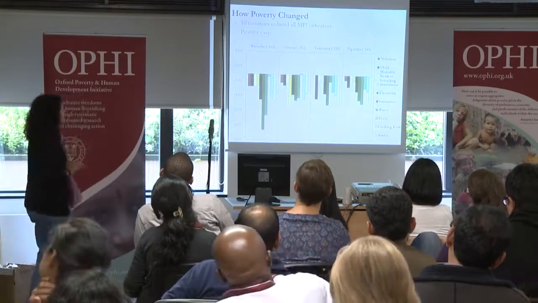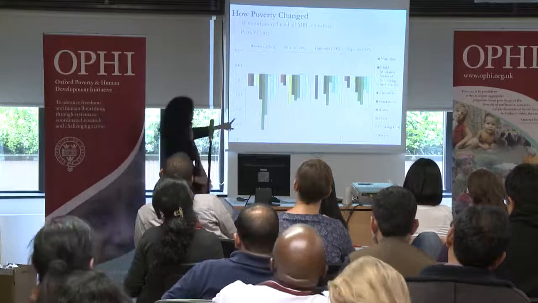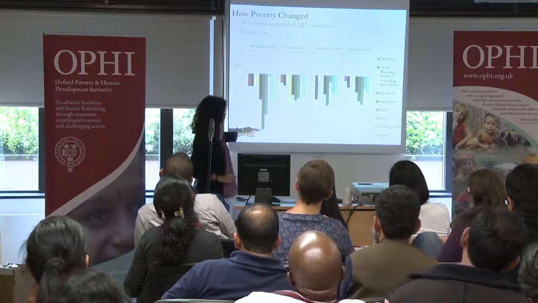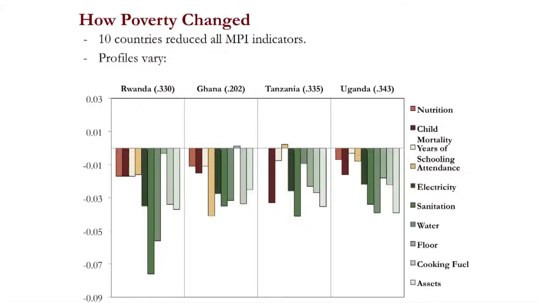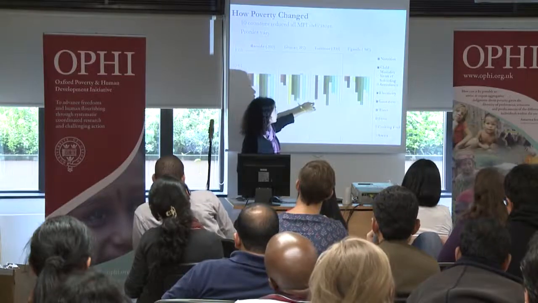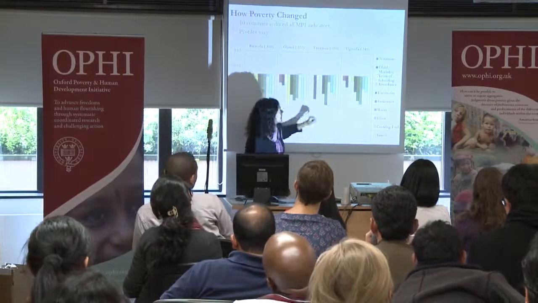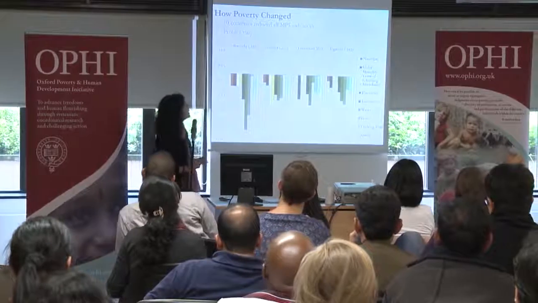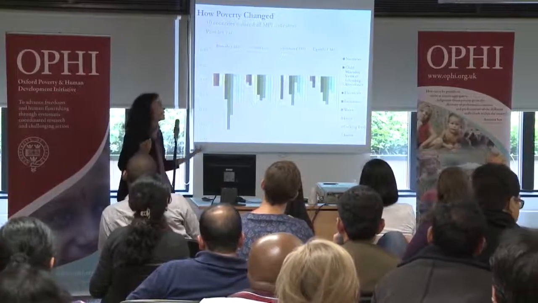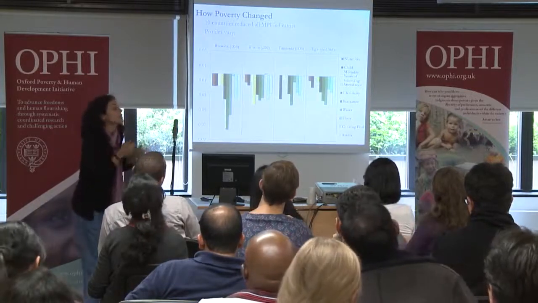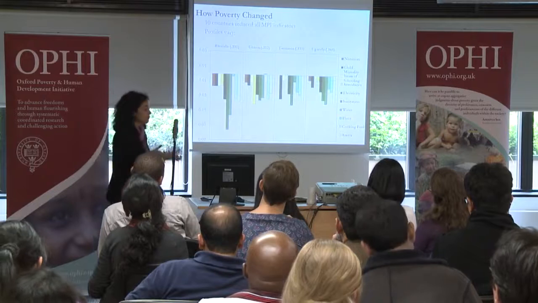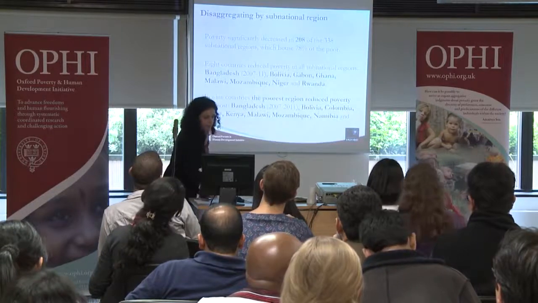Here I have four countries as examples. Rwanda had big reductions in deprivations on sanitation and drinking water. Ghana is school attendance and sanitation. Tanzania is child mortality and sanitation. Uganda is assets and drinking water. So this varies. The point is that different countries reduce poverty using different indicators, not necessarily through targeting.